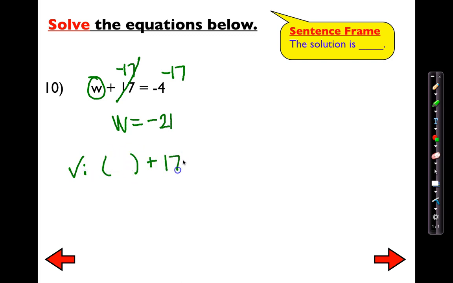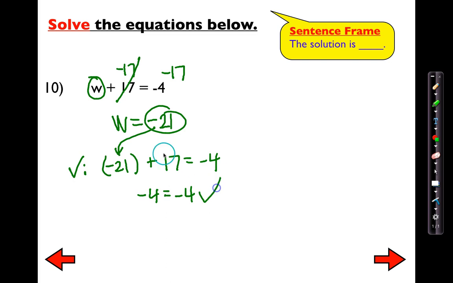w plus 17 equals negative 4. I'm going to plug in my value for w, which is negative 21. Here I'm going to say there's more negatives than positives, 4 to be exact. Since this is true, I can confidently say that the solution is negative 21. Because I subtracted 17 from both sides, I did utilize the subtraction property of equality.